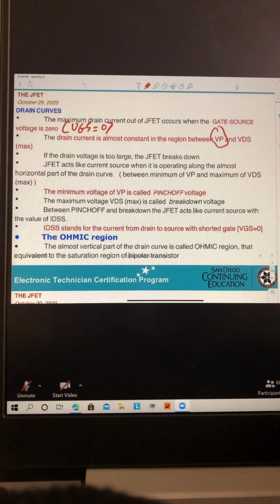Between pinch-off and the breakdown, the FET acts like a current source with the value of IDSS. Remember, you must read this over and over. I combined many different textbooks to summarize what you really need to memorize. Okay? The minimum voltage VP equals the pinch-off voltage.